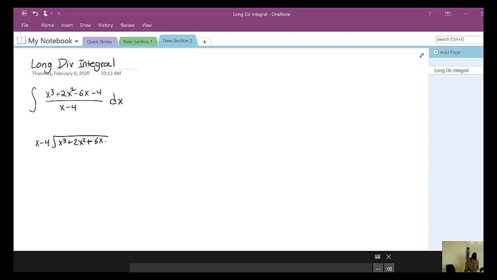X minus 4, okay. So first step, what's the leading term of the numerator divided by the leading term of the denominator? X squared. So x squared is that term, and when I multiply this by this, I get x cubed minus 4x squared.